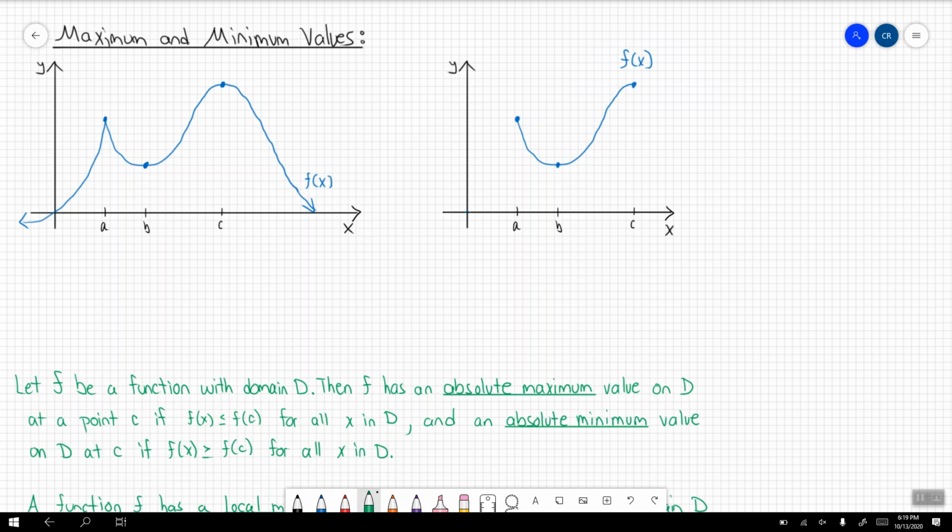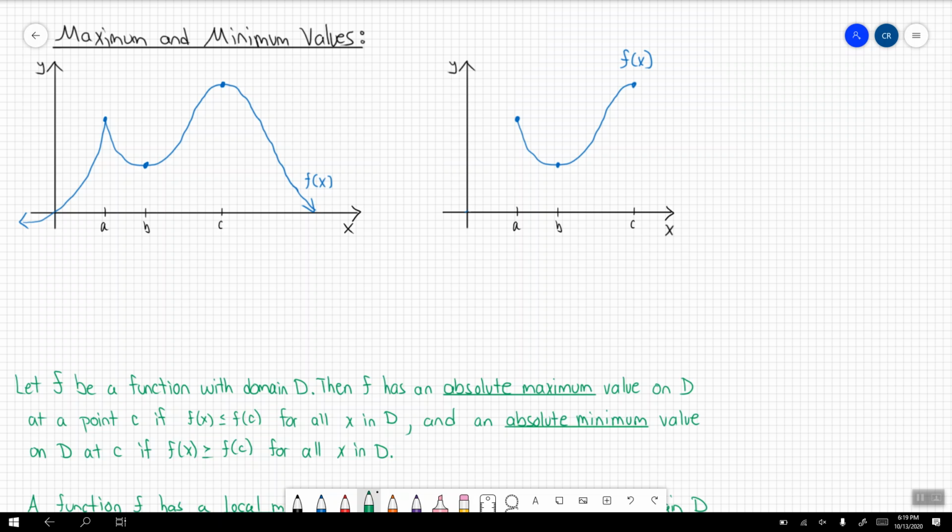Hi everyone, welcome back. Today we're going to be looking at maximum and minimum values. And this is going to start our journey into this new chapter where we're going to be implementing what we've learned about derivatives. And more specifically, we're going to be looking at what derivatives tell us in relation to these graphs that we've seen before.